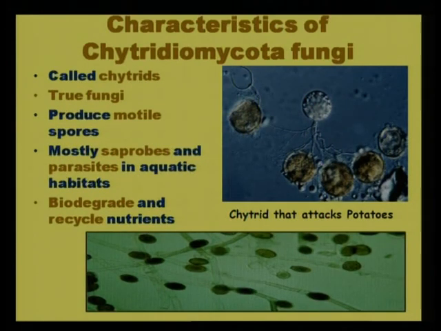Going to the next class, that is the Cryptomycota fungi. These are also called the cryptids. They are true fungi and they are produced by motile spores. Motility is with the help of a whip-like flagellum, which will help them to move in the aquatic habitat. Mostly this group of fungi are saprophytes and parasites, causing infection in other microorganisms. One of the economically important roles of this group of fungi is that they biodegrade organic matter, as well as recycle the nutrients in the environment.